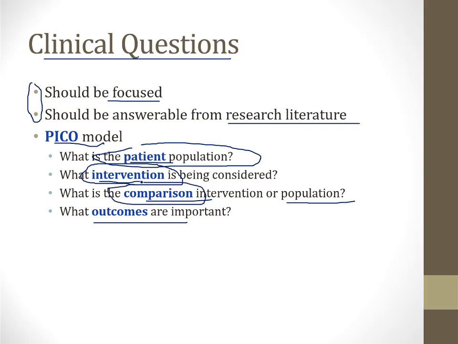So if you're looking for evidence that a drug works, you need to know in comparison to what? In comparison to a placebo, in comparison to another drug, that's the comparison group. And then finally, you have to clearly define the outcomes. Are you looking for whether a drug has an impact on mortality or whether it has an impact on quality of life? Those are very different outcomes, and you need to define that in order to formulate a good clinical question.